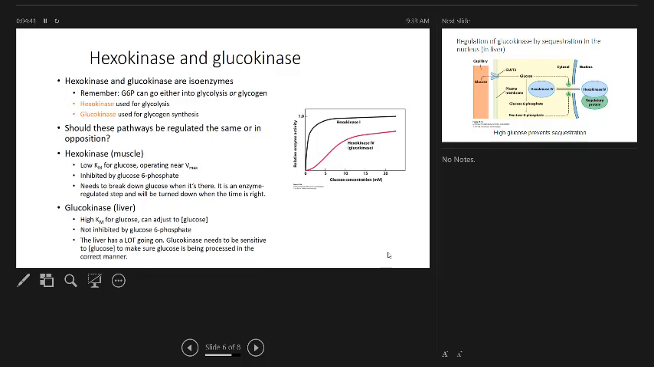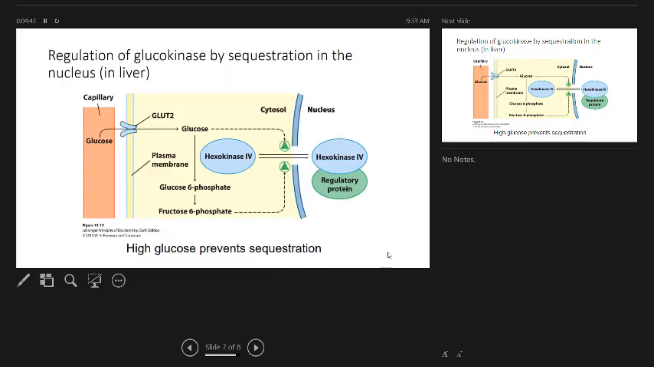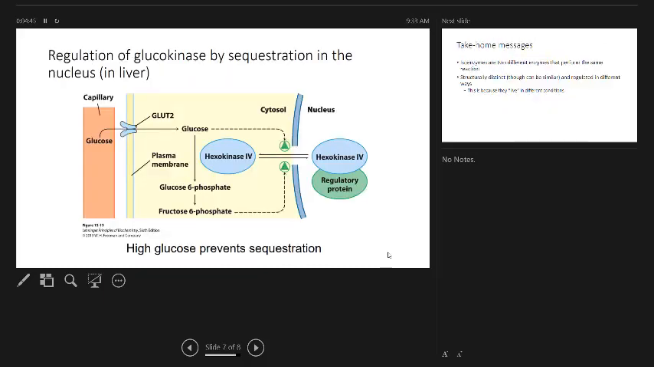But then there's another level of regulation, where you have the regulatory protein coming in, binding to hexokinase, and essentially pulling it away from where glucose is being metabolized. So it's another level of preventing hexokinase from undoing the work of gluconeogenesis. So that's why we have this regulation in place. High glucose prevents it from being sequestered. When there's a lot of glucose, you want it to get turned into glucose 6-phosphate, so it can either go through glycolysis or it can get turned into glycogen.